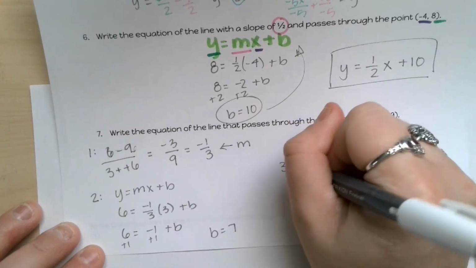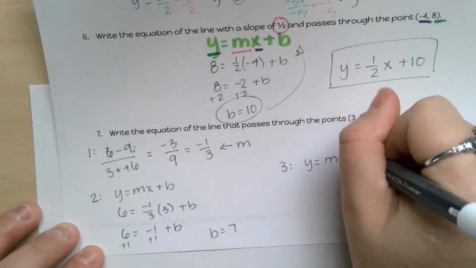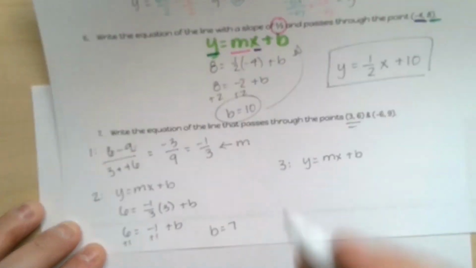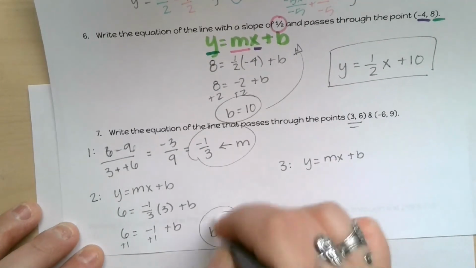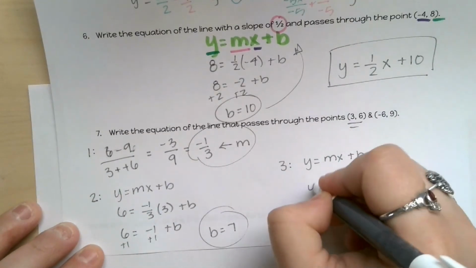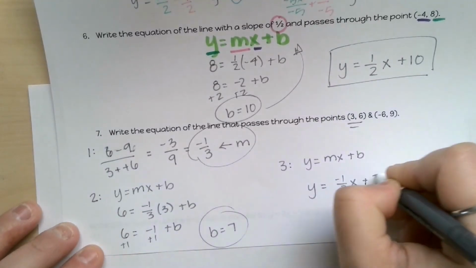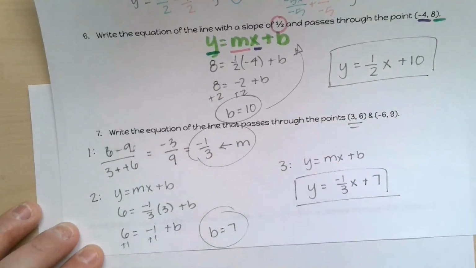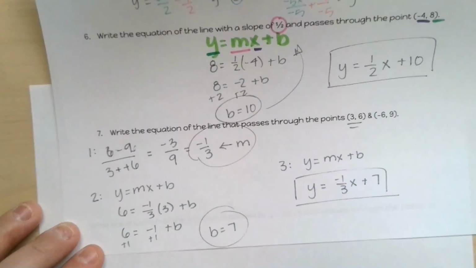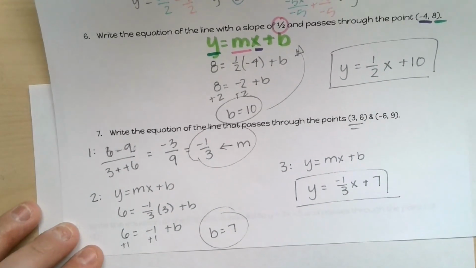And our third step is to put our slope and our intercept together, where we have our slope and our y-intercept. So our equation is y equals negative 1/3 x plus 7. Right? That's how we go about finding that.